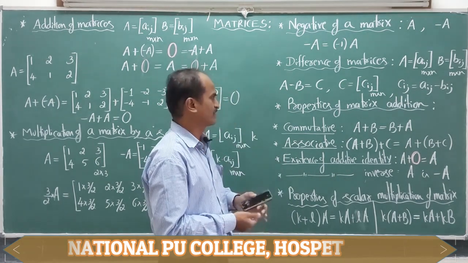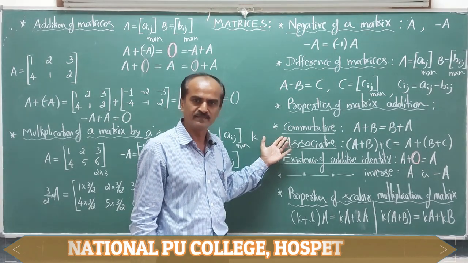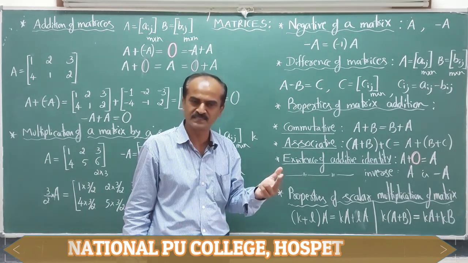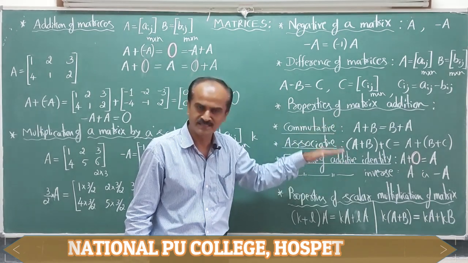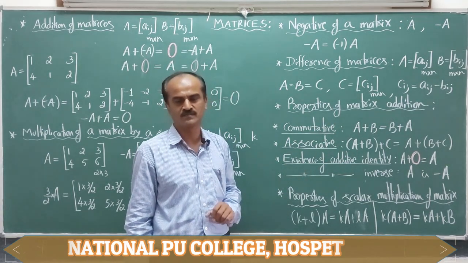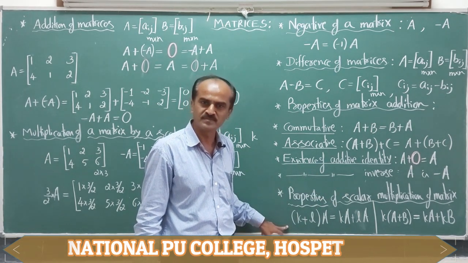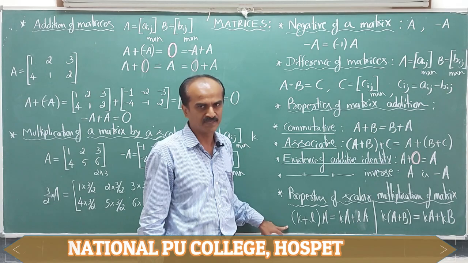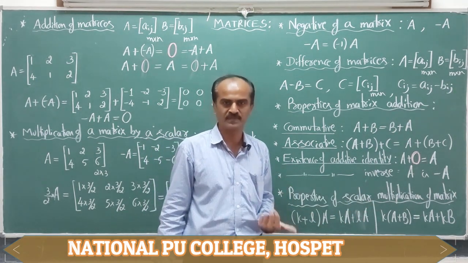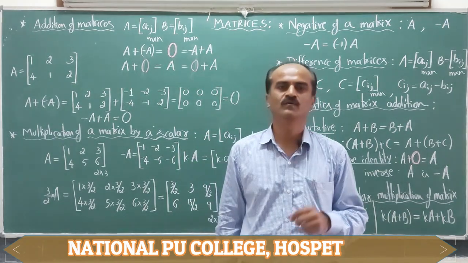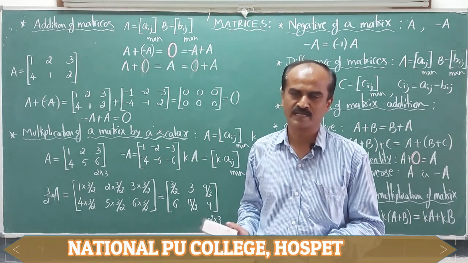Then properties of addition. It satisfies commutative: if A and B are any matrices of the same order, A plus B is the same as B plus A. Addition of matrices is associative. Existence of identity is there. Existence of additive inverse is also there. And finally, the properties of scalar multiplication: (K plus L) times A is KA plus LA. K times (A plus B) is the same as KA plus KB. With this, now we'll take simple examples based on these operations. Let us take those examples.